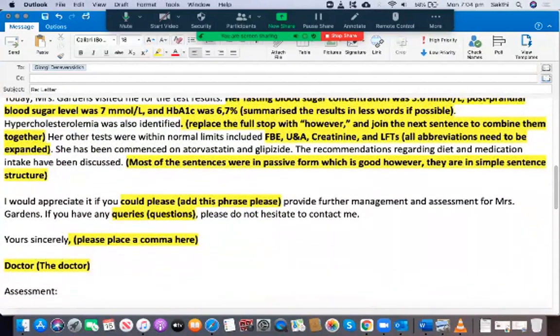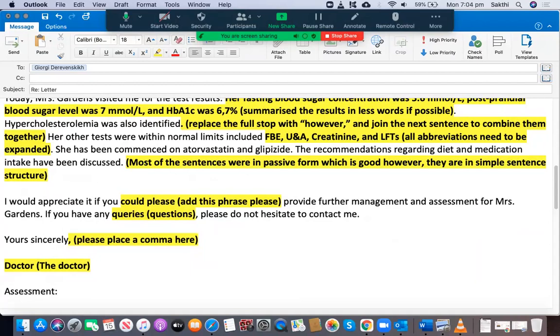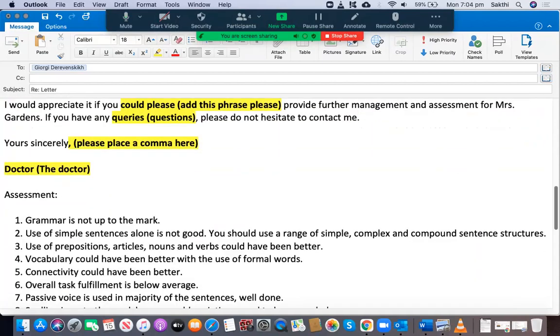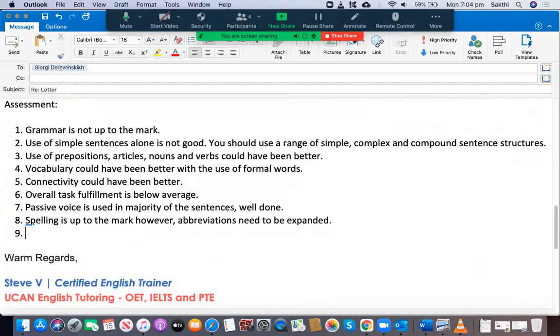For further management assessment for Mrs. Gordon's. Okay, further management, but it's mainly for the diet. So he could have included that. If he could please provide dietary guidelines and further management, that would have been much better. So that's how he could have done that. But I think, yeah, all the relevant case notes are included.